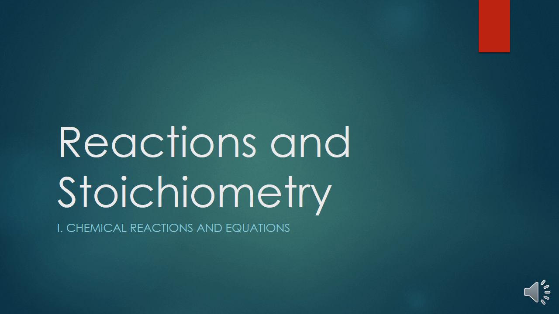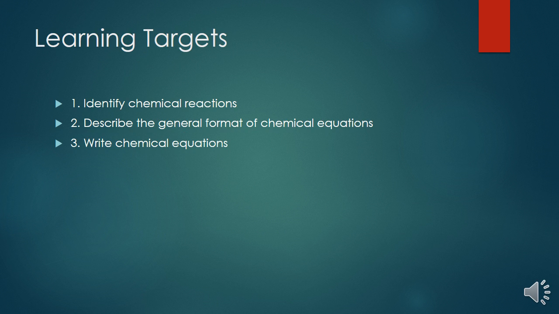The first lesson in the reactions and stoichiometry unit is on chemical reactions and equations. Here are our learning targets for this lesson. You can see there are three here. The first, we want to be able to identify chemical reactions.